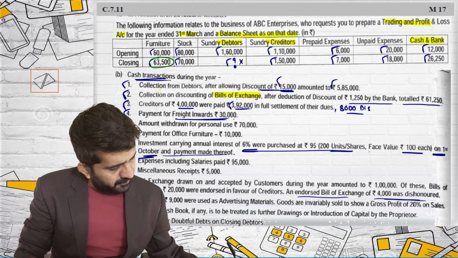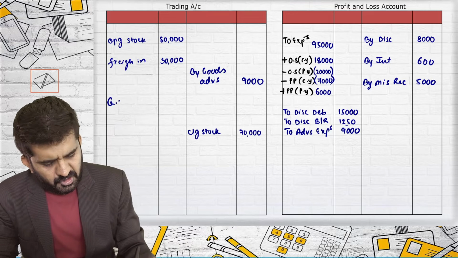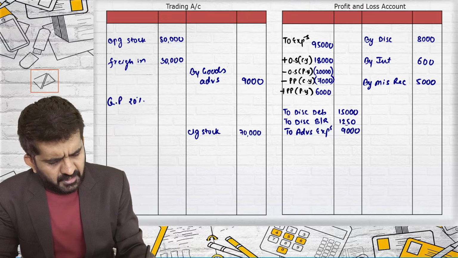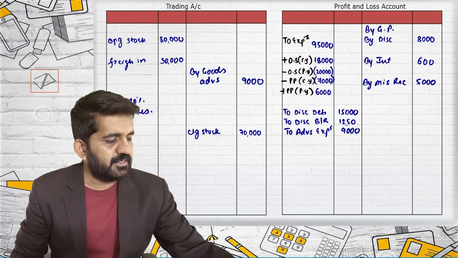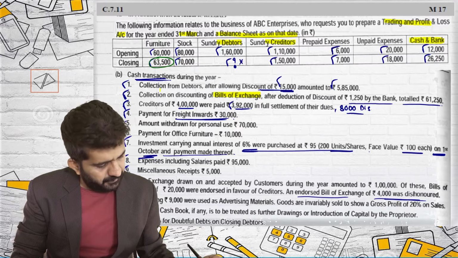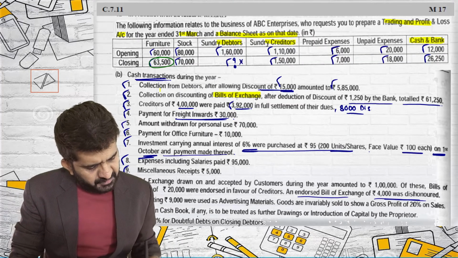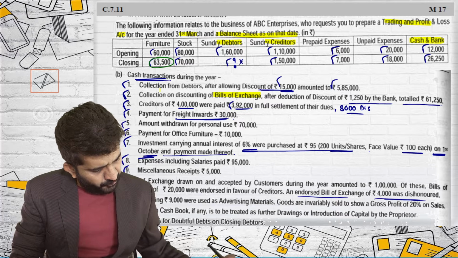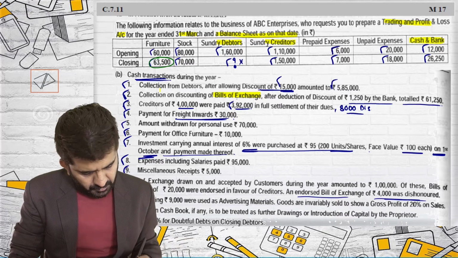Goods are invariably sold at 20% on sales. So GP is 20% on sales. The second effect of GP is P&L account credit side, GP will be written. Difference in cash book, if any, is treated as drawings or capital. This will be done when we tally the cash account.